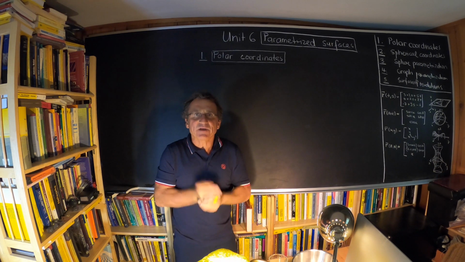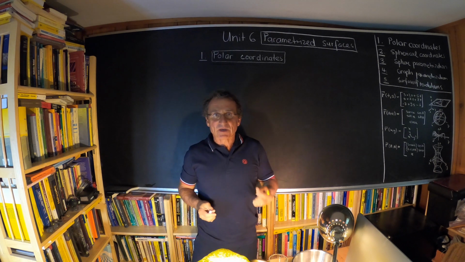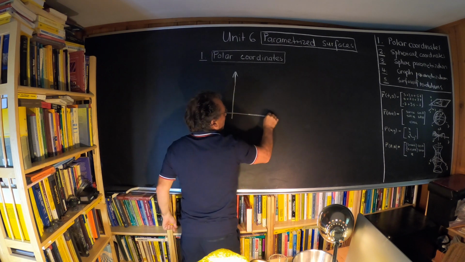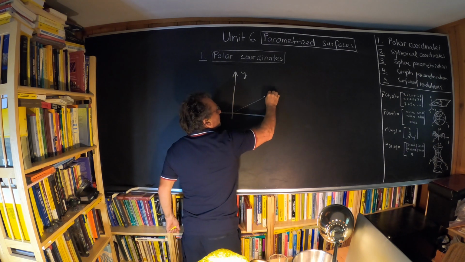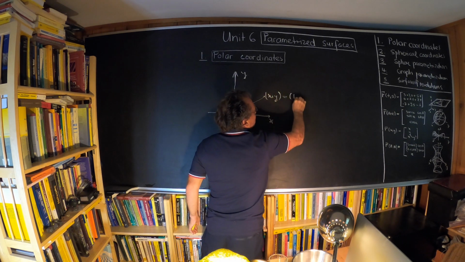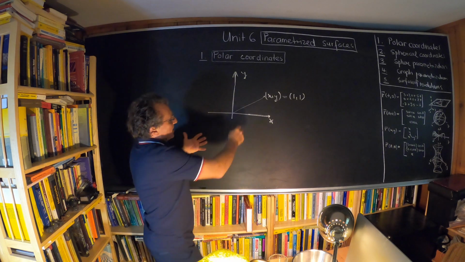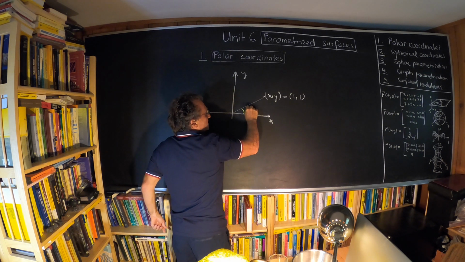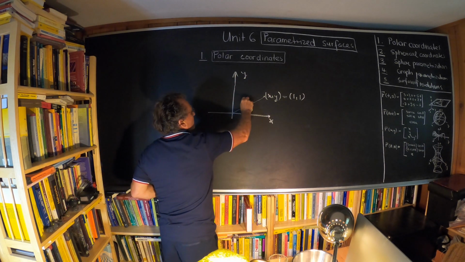Welcome. In this unit 6 we look at parametrized surfaces, and to get prepared for it we look first at polar coordinates, a coordinate system in the plane. So here we have the xy plane, and we have seen that we can describe a point with two coordinates x and y. Maybe this point has the coordinates 1, 1, but we can also use angles and distances to express this point. And let's just introduce this angle theta and the distance r.